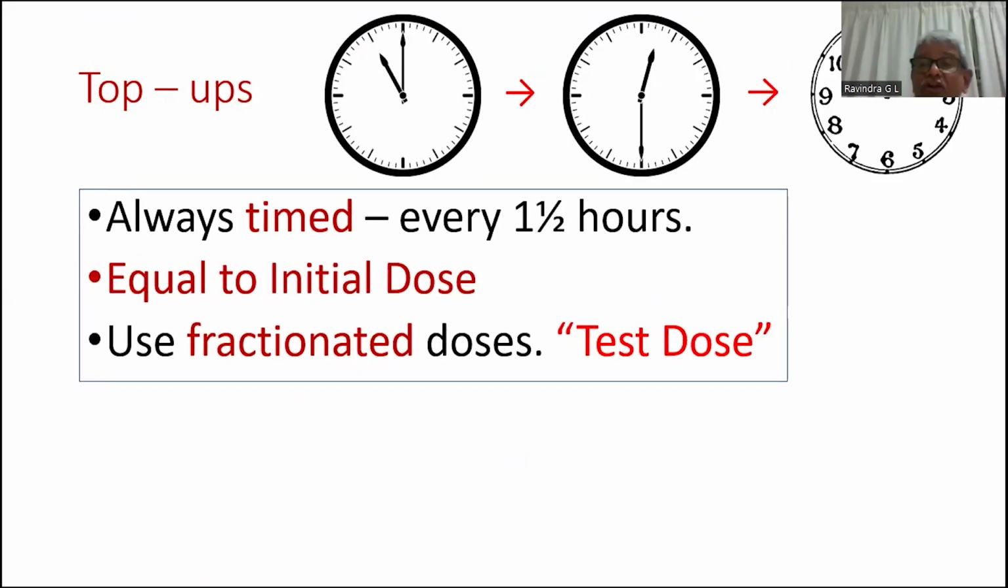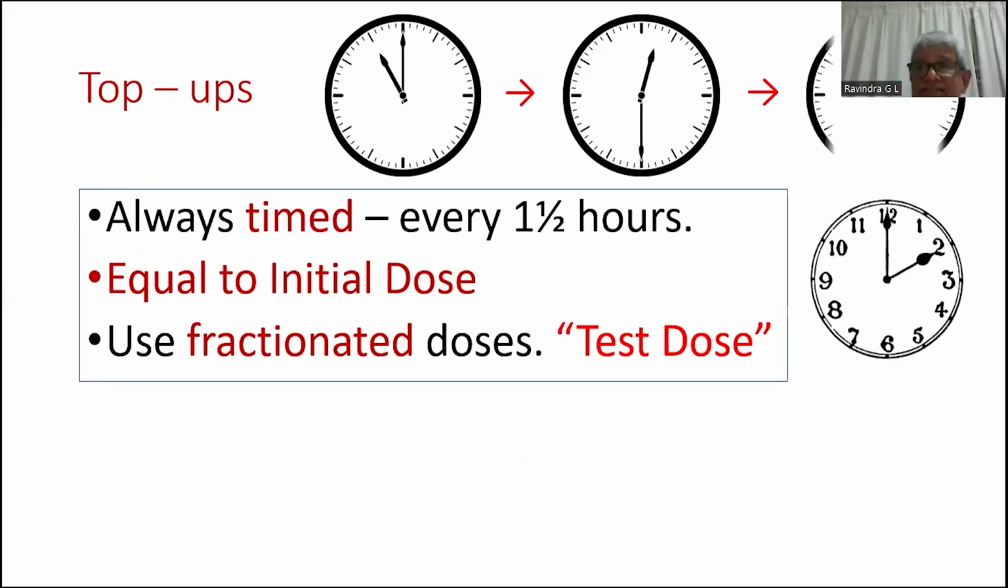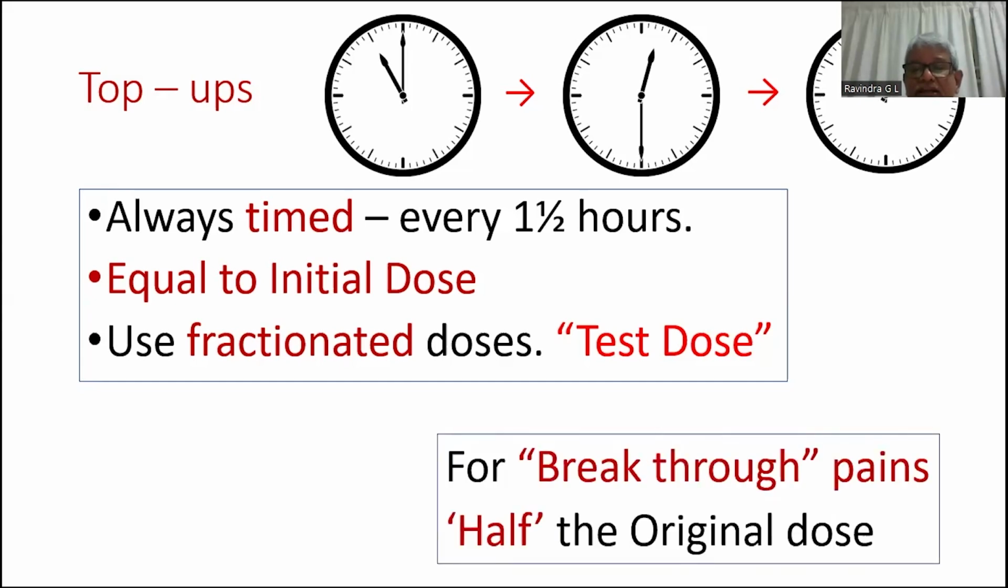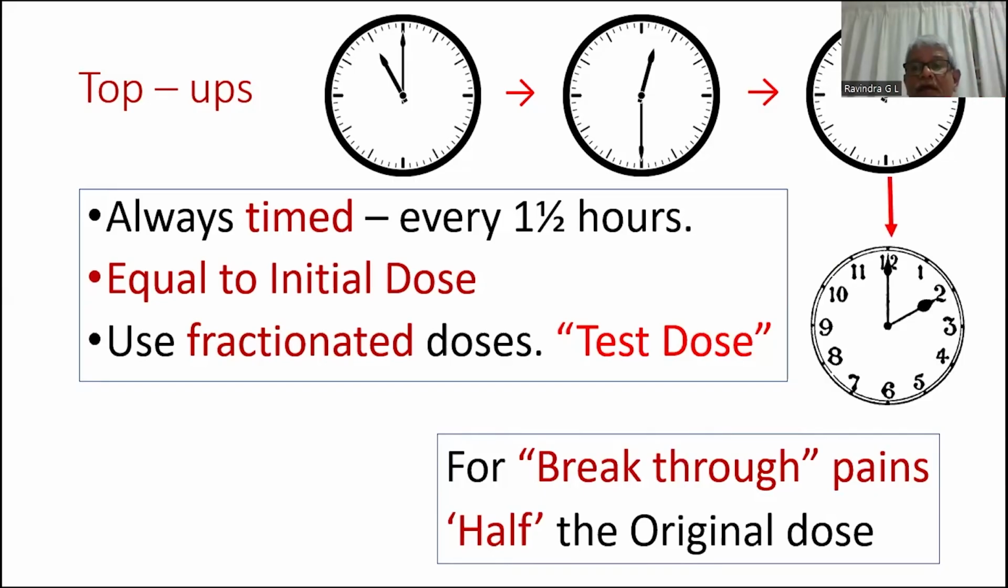Now, the third dose falls at 2 o'clock, right? Instead, supposing the patient gets pain at 1 o'clock itself, instead of waiting till 2 o'clock, when you would have given the next top up, at 1 p.m. the patient complains of pain. Now, this kind of pain you call breakthrough pain. And you give half the original dose. That means if it was 10 ml, give 5 ml now at 1 p.m. And forget about this top up and give the next full dose at 2 p.m.